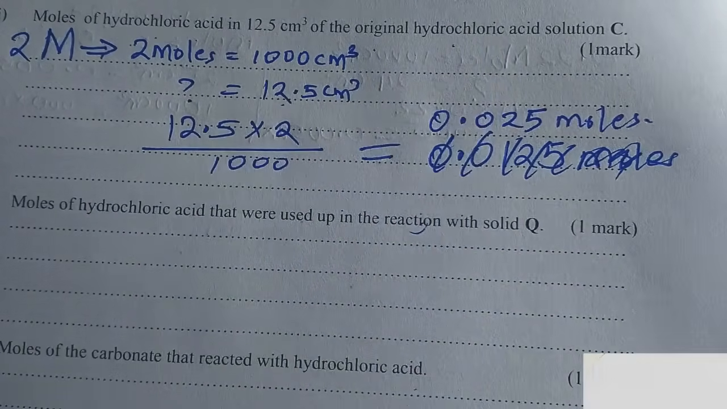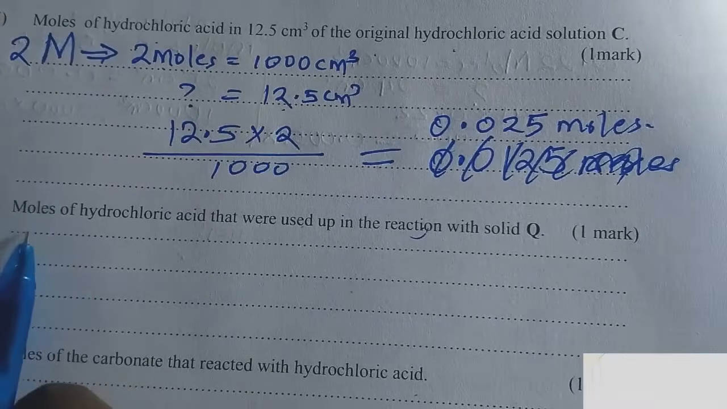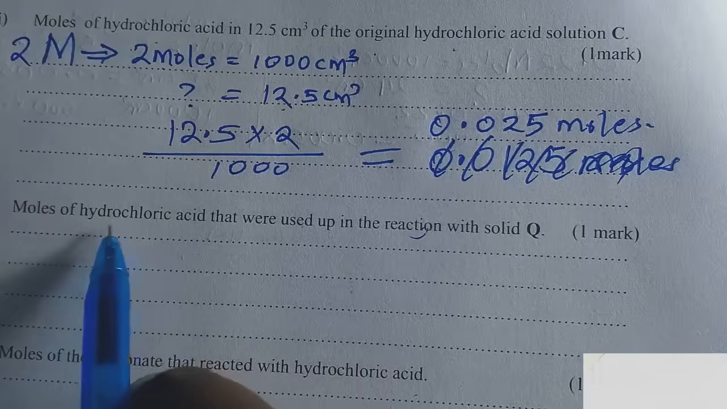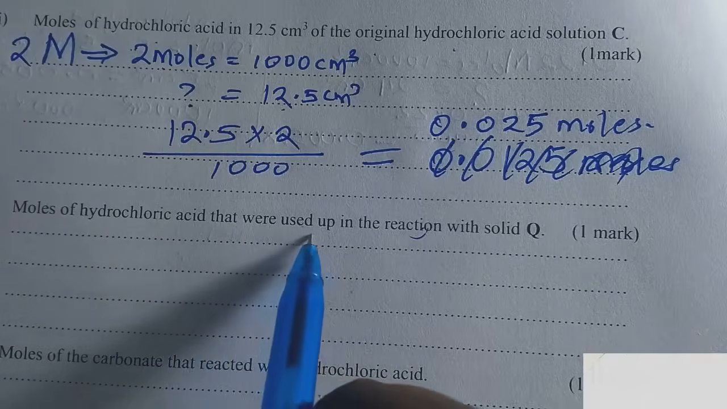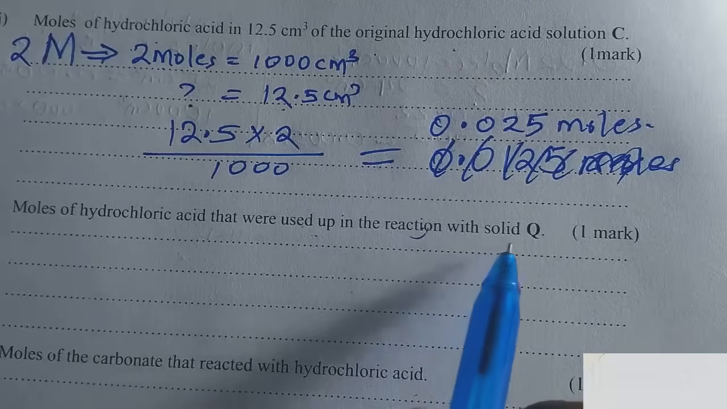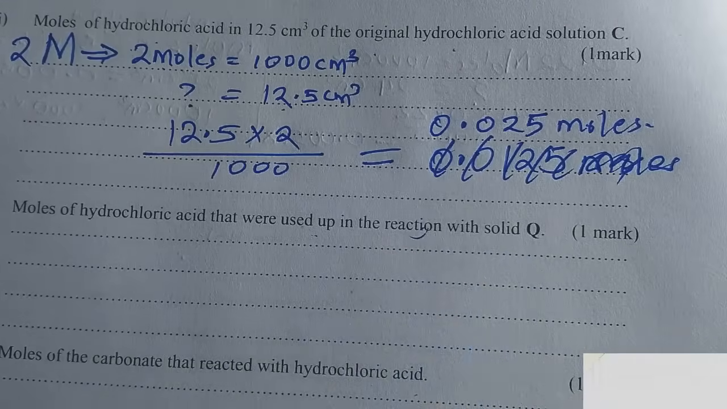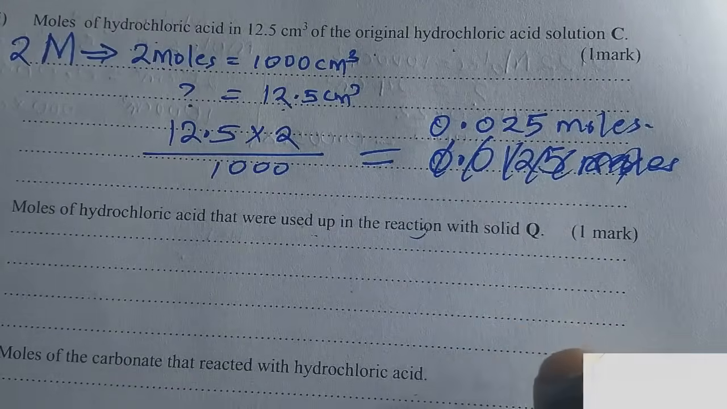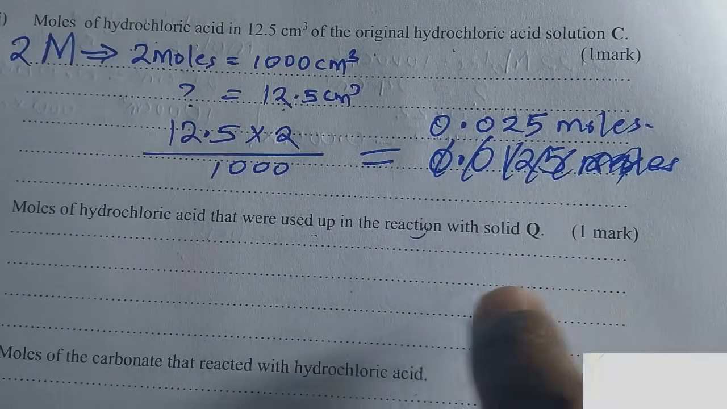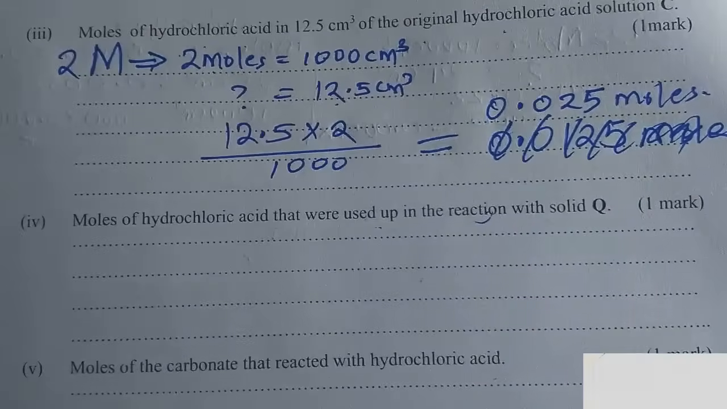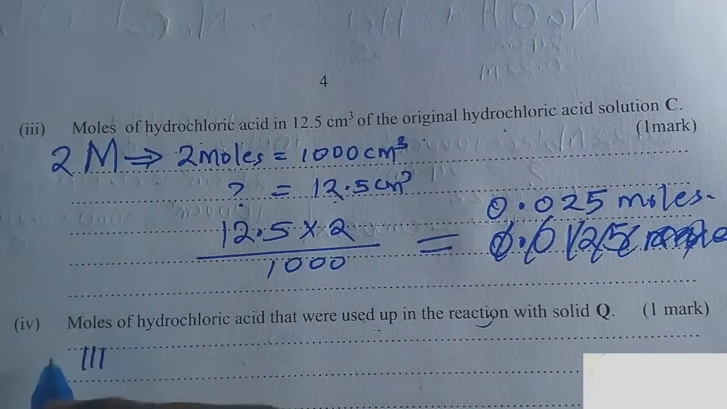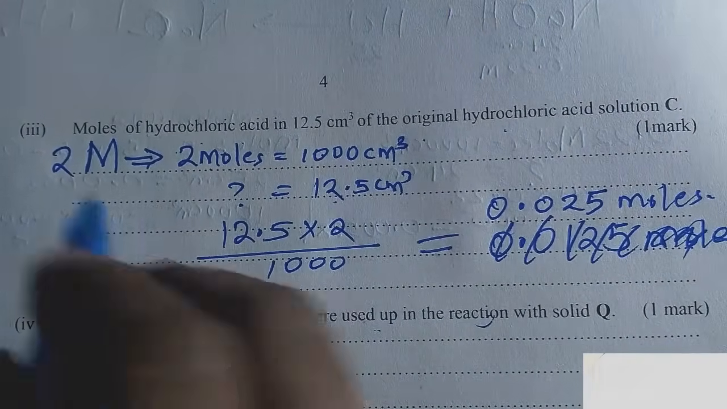Now calculate the number of moles of hydrochloric acid that were used up in the reaction with solid Q. Very, very important. Now we know the moles of the original. We know the number of moles that remained. So we will know the number of moles. This one is Roman 3, the answer is here. The answer in Roman 3 minus the answer in Roman 2.